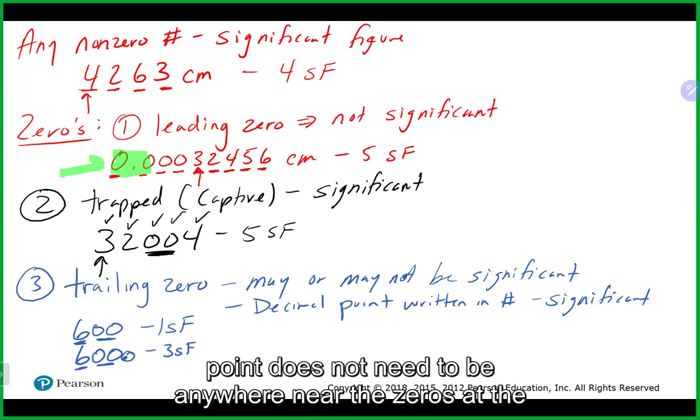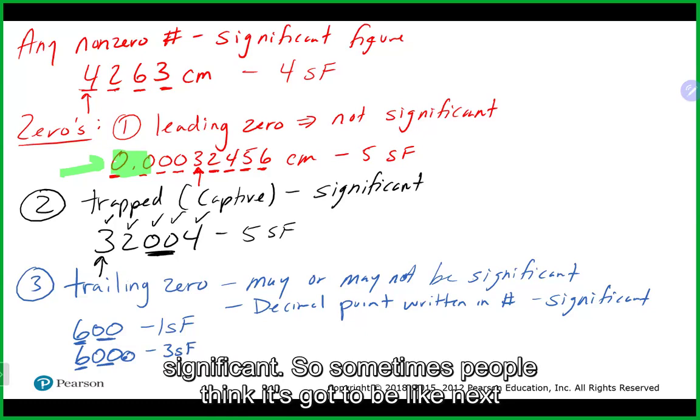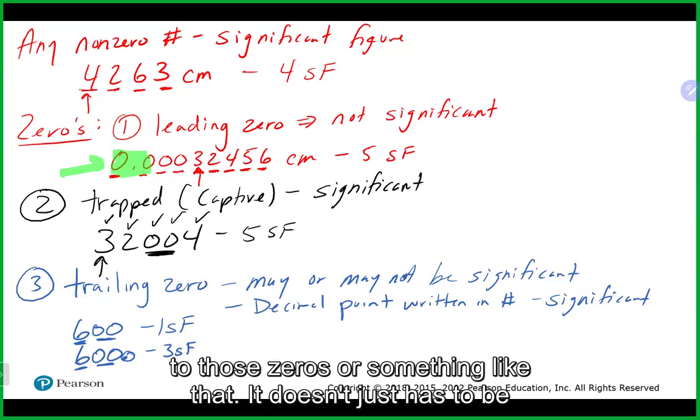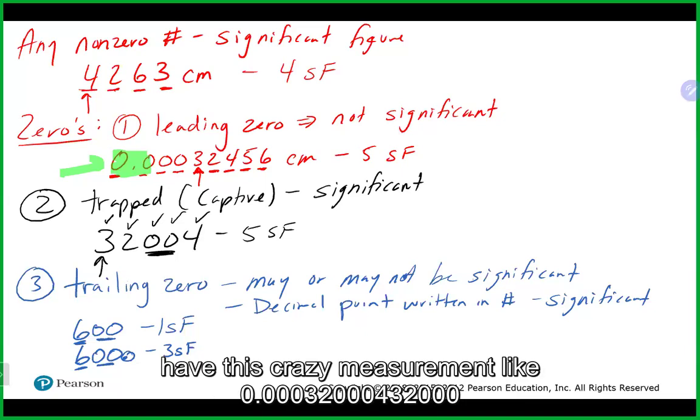The decimal point does not need to be anywhere near the zeros at the end. It just needs to be written in the number for it to be significant. So sometimes people think it's got to be right next to those zeros or something like that. It doesn't. It just has to be somewhere in that number. Any questions on there?